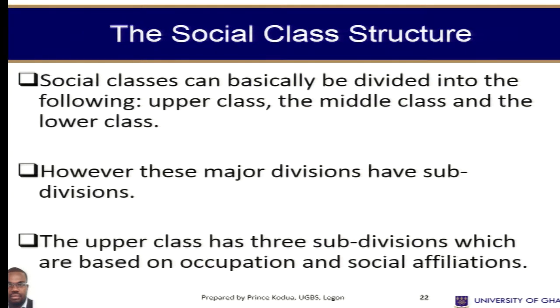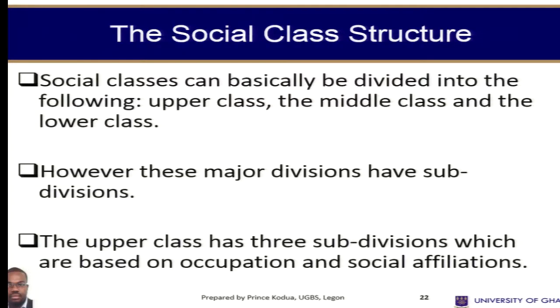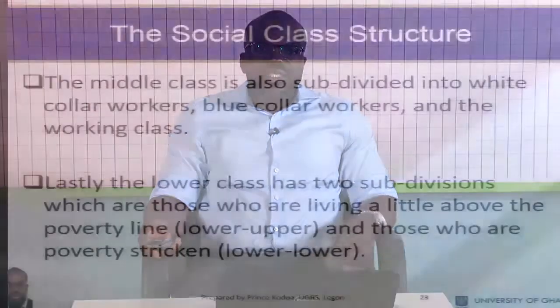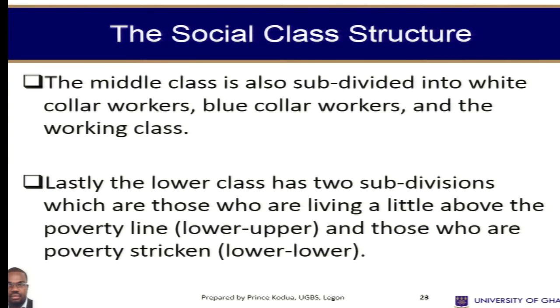The social class structure. Typically, we can have the upper class, the middle class, and the lower class. In generic terms, we can put people in these various classes. But it's important for us to know that we can still divide these classes further based on certain factors. The upper class, for instance, has three subdivisions which are based on occupation and social affiliations. The middle class is also subdivided into white-collar workers, blue-collar workers, and the working class. The lower class has also two subdivisions.